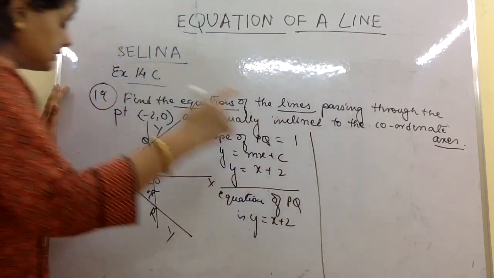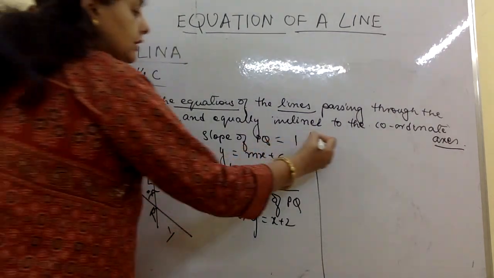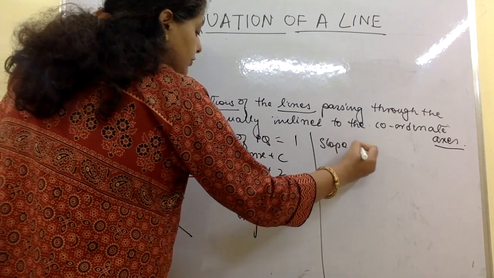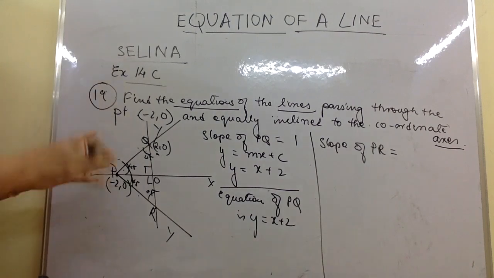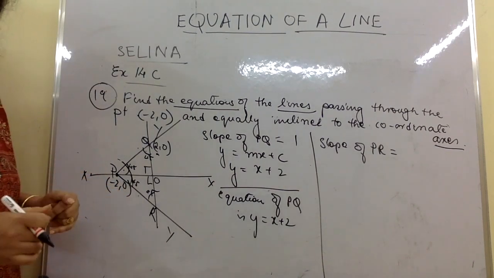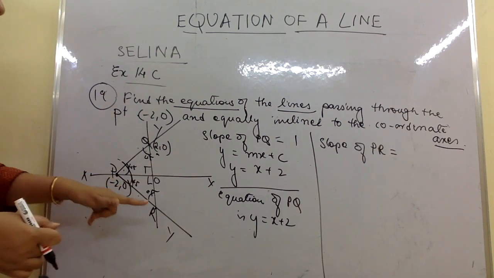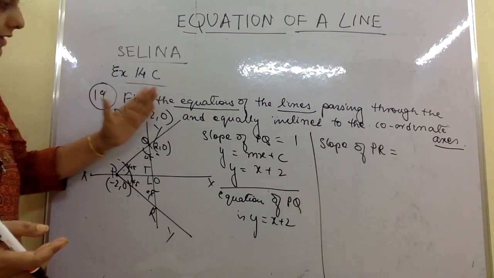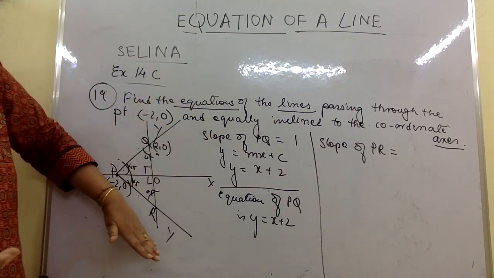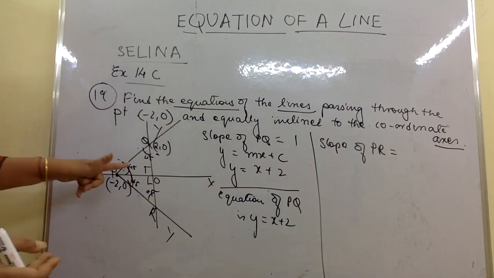Let me see the other one, which is this one. The slope of PR. As I said, everything is interconnected with those basic concepts that I have told in the last video. Now PR, what is the slope? If the slope of this line is 1, then the slope of this line has to be -1 because these two are perpendicular to one another.